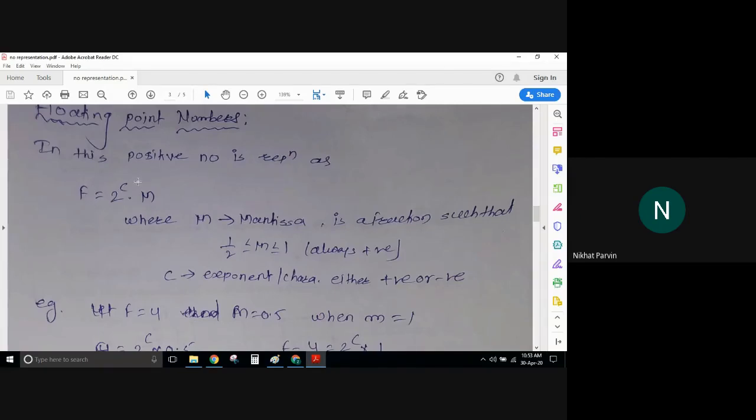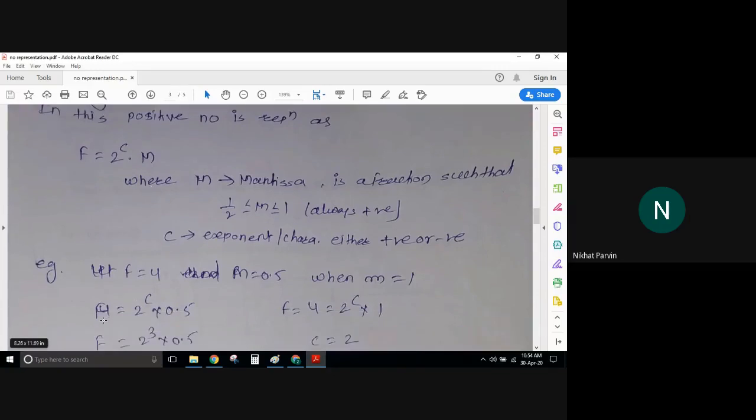Now this 2 power c, because I don't know the value of c. Here m, because the range is specified, you have to take either 0.5 to 1 only. That means in-between values only you have to take. Not less than this, not more than that. So this is fixed somehow, so only in this range I have to take something.